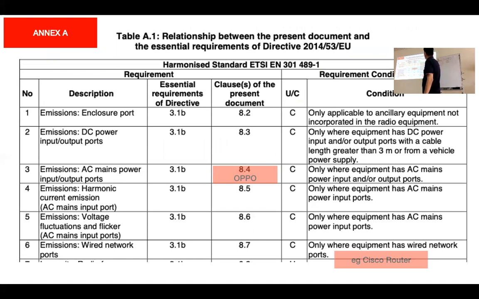So it's under this one. If it's 8.4, if you need to check, then you refer to 8.4. Okay? What else? Cisco router example. This one, if it's a wired network, it's all about wired, then you'll be under 8.7.